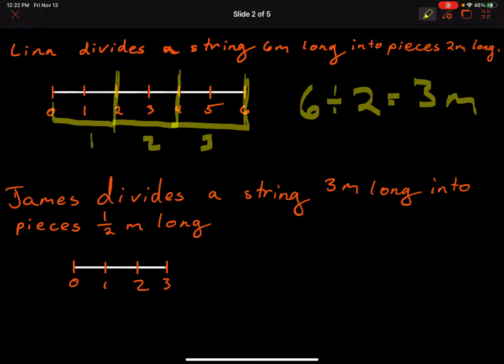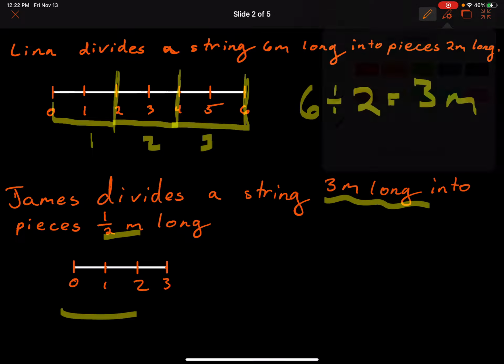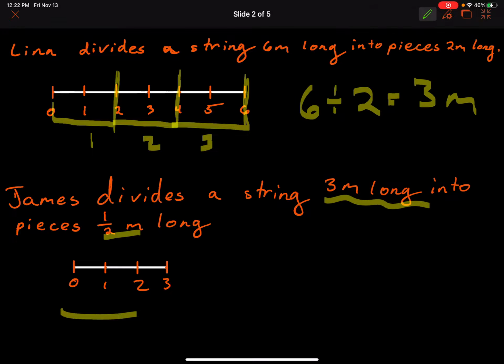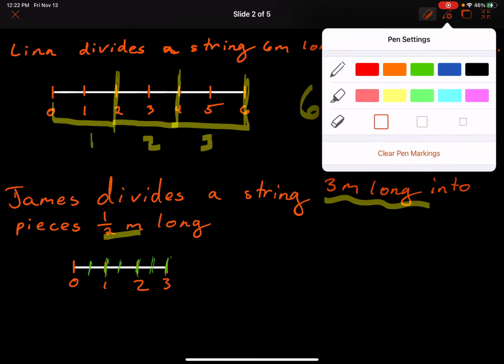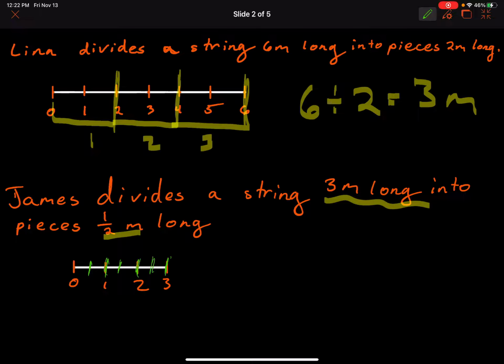So James divides a string 3 meters long, which I have down here, into pieces that are 1/2 meter long. So I'm going to cut these into 1/2 meter lengths. There's 1, 2, 3, 4, 5, 6. So I have 6 pieces that are 1/2 meter long. This is 1 piece, 2, 3, 4, 5, and 6. So I have 6 pieces in total that are 1/2 meter long, right?